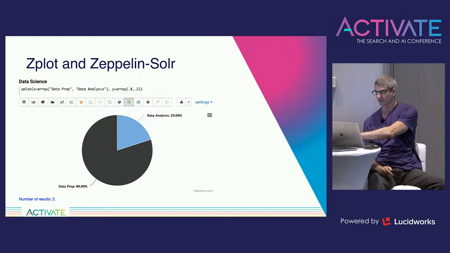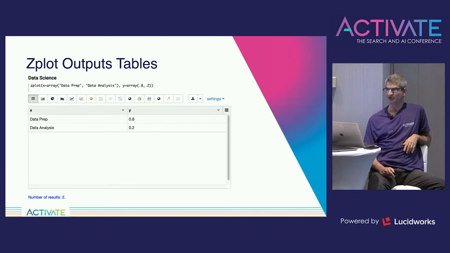And so this is the actual output of zplot as a table. You can see that what it did is it took the two vectors and turned it into basically rows in a table. And that is basically the format that Zeppelin needs to plot.